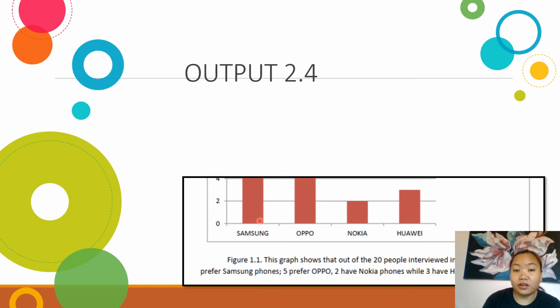Like this, no? For example, on your X or your Y, here goes the number. So it depends on how many people. Let's say the maximum number of people who like a certain phone is, let's say, only 10 people booked it, or 10 people like Samsung. That will be the highest. So the scale goes to 10 or 15.